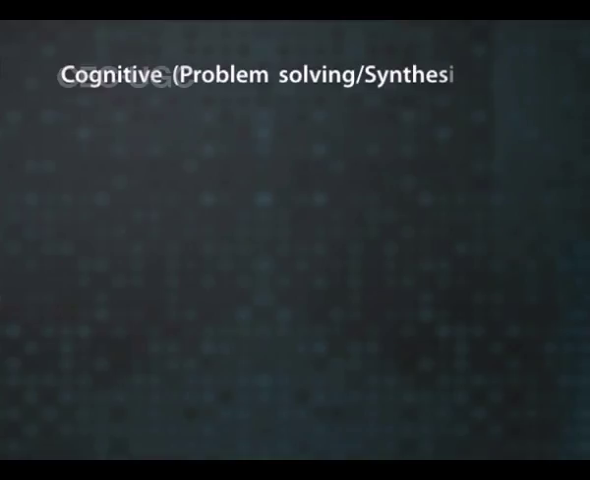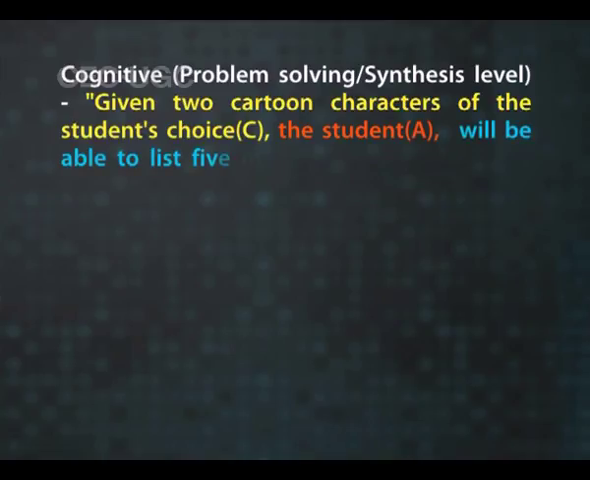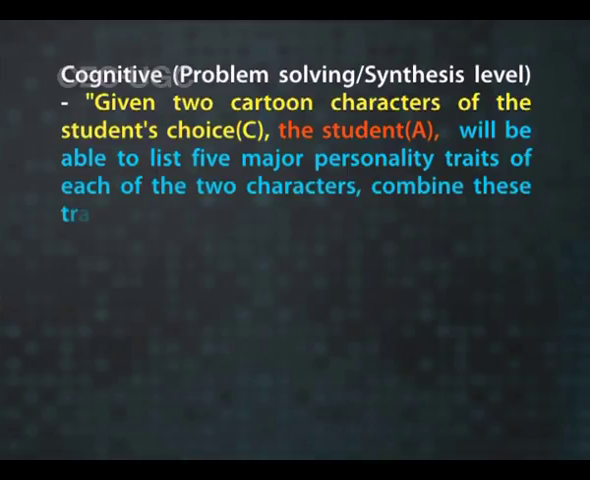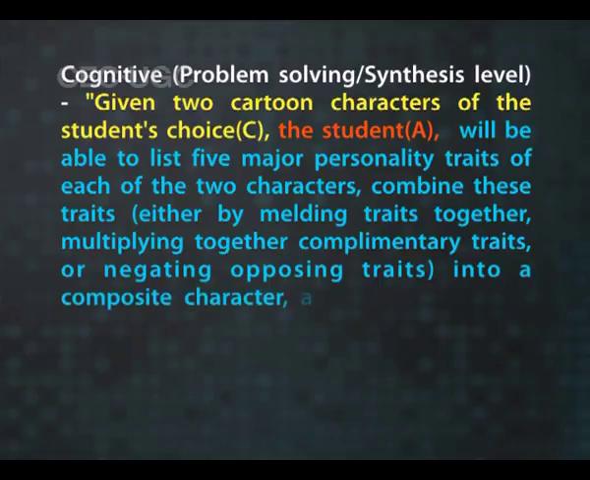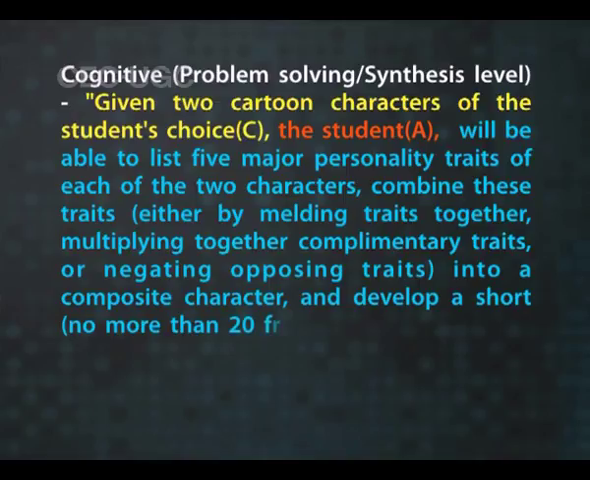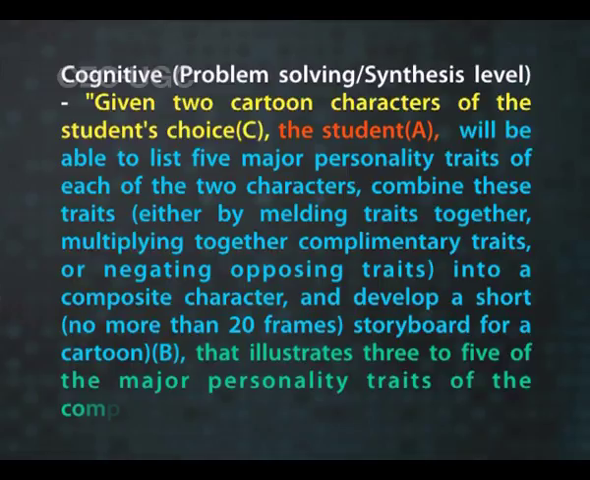Cognitive problem solving synthesis level. Given two cartoon characters of the student's choice, which is the condition, the student, the audience, will be able to list five major personality traits of each of the two characters, combine these traits either by melding traits together, multiplying together complementary traits or negating opposing traits into a composite character, and develop a short, no more than 20 frames storyboard for a cartoon, which is a behavior, that illustrates 3 to 5 of the major personality traits of the composite character, which is the degree.